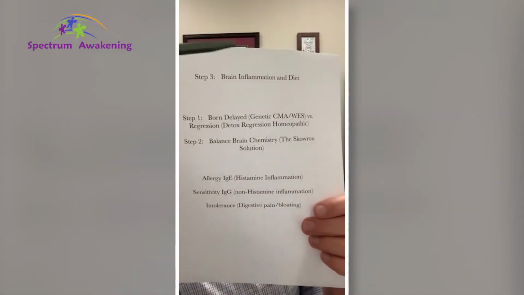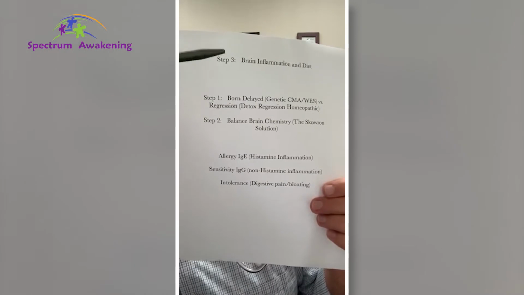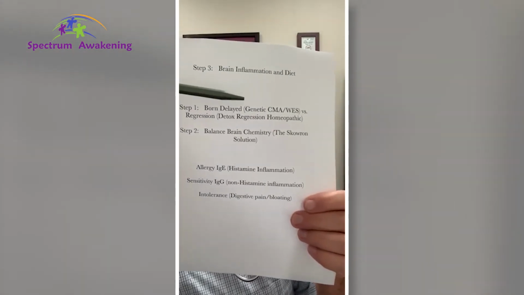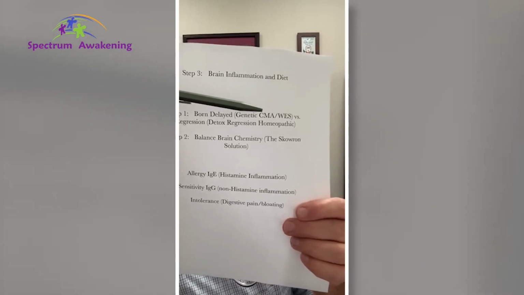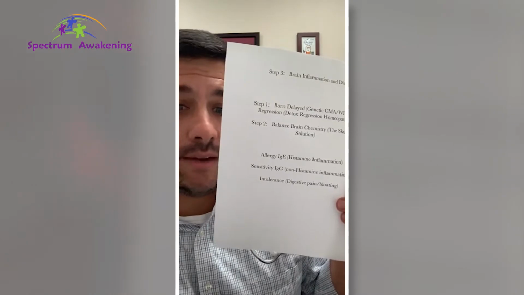So we need to affect brain inflammation with dietary changes. Now, as we talked about, step 1 is deciding, is my child born delayed? And how you know that is you can run a genetic test called a CMA and a WES. That genetic test is available on our website if you want ours.